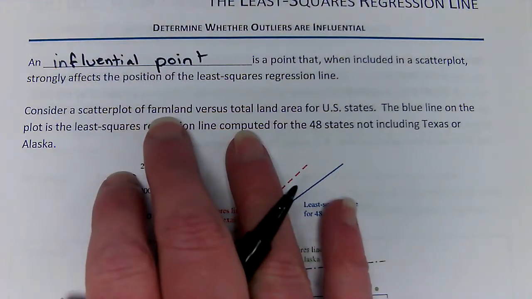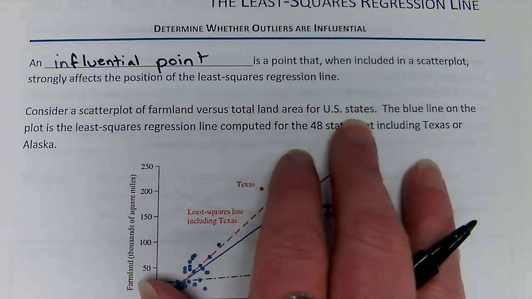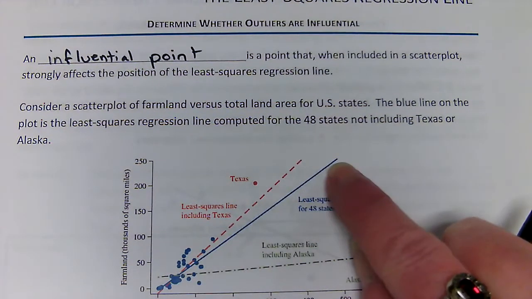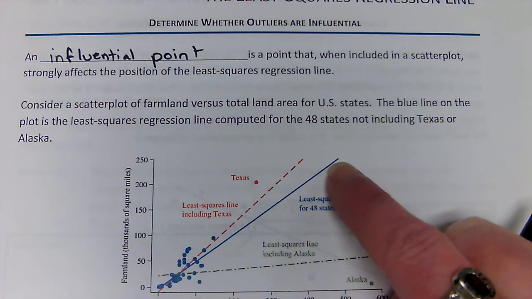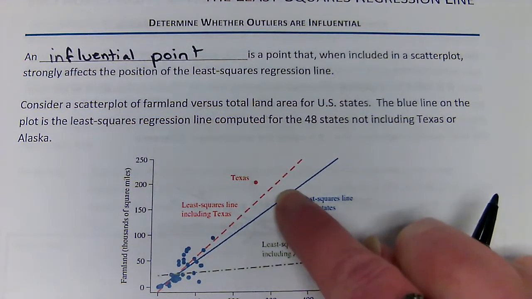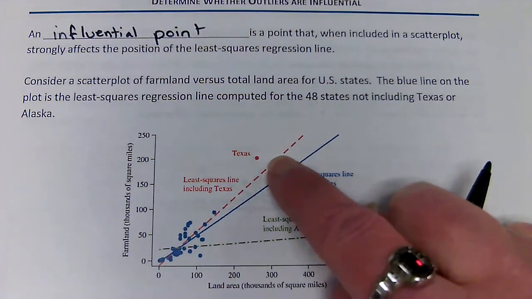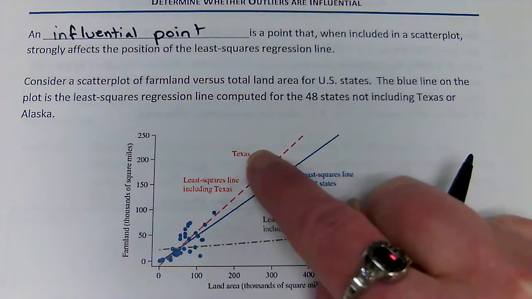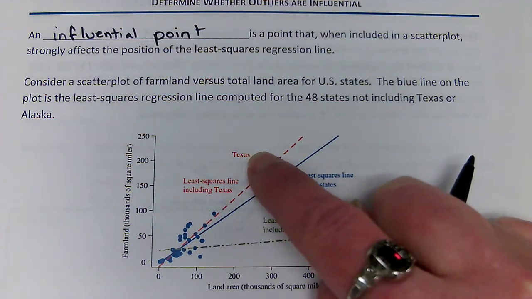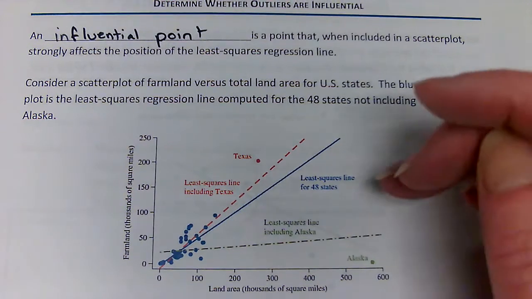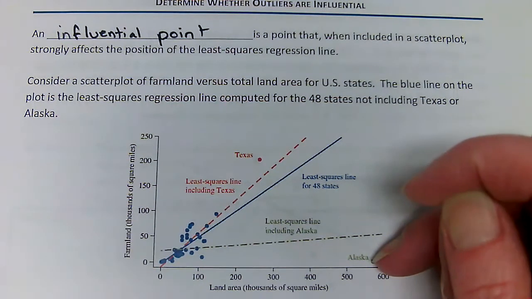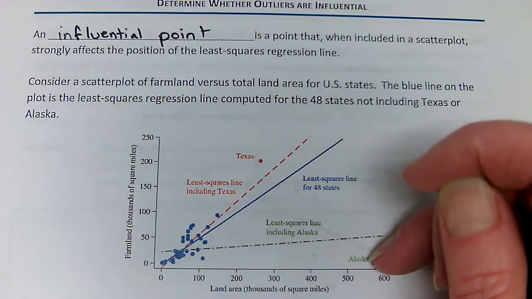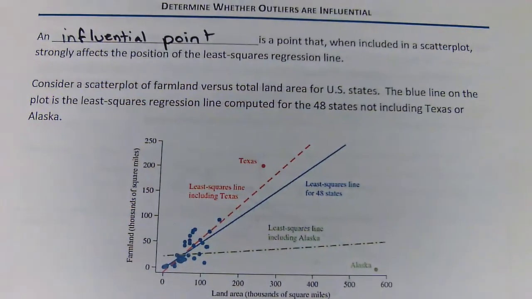So consider a scatter plot of farmland versus total land area for US states. The blue line on the plot is a least squares regression line computed for the 48 states if we don't include Texas or Alaska. If we include Texas, it pulls the line up here, because Texas is kind of an outlier as far as land area and farmland. Now, if I include Alaska, they have less farmland, but more land. So if I include Alaska, it pulls the regression line there.